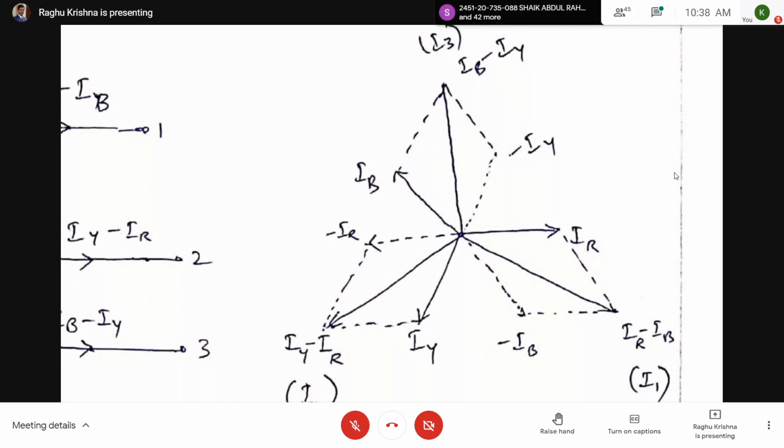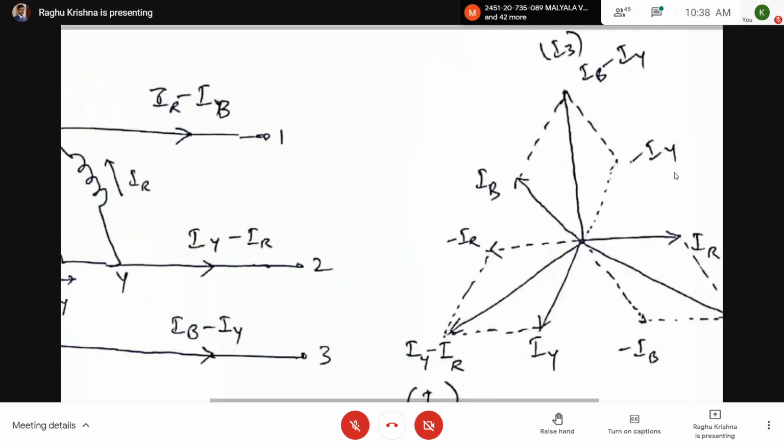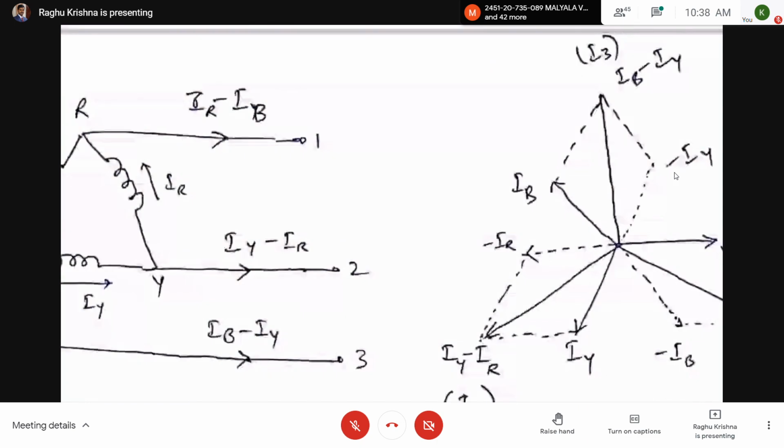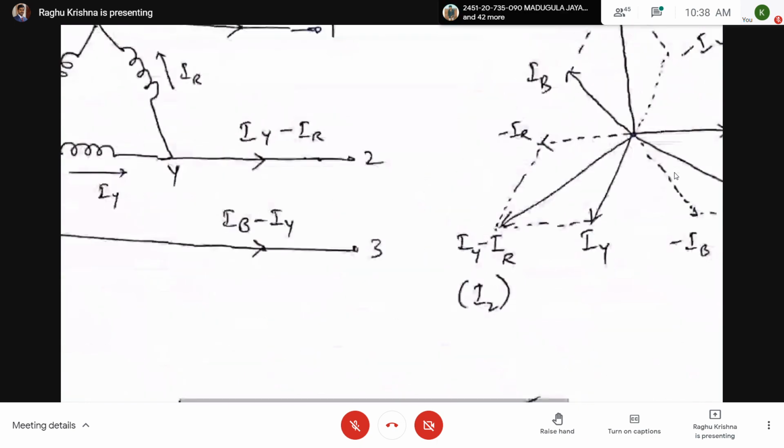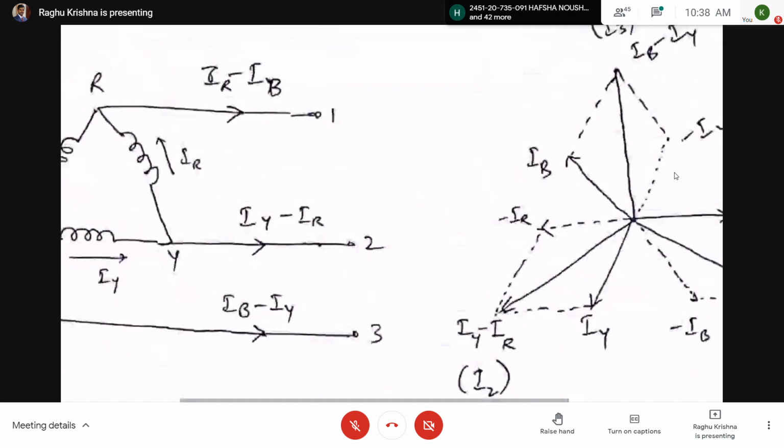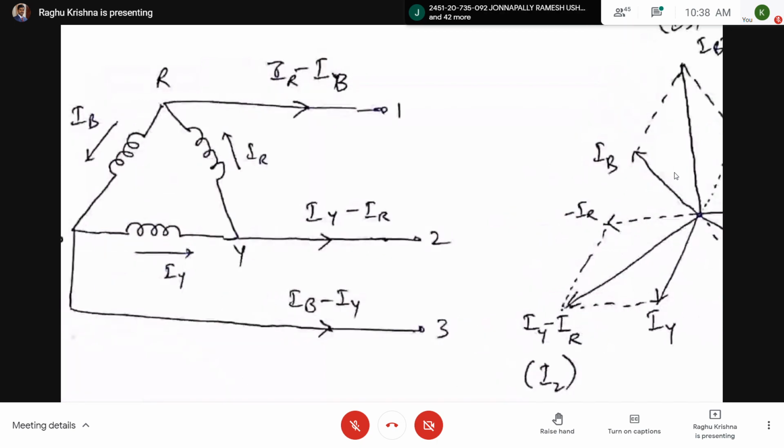Next, what is I1? I1 is equal to IR minus IB. So the current flowing in line 1 is equal to IR minus IB. Here IR is in the direction of the line current, and IB is in the opposite direction. So you can take I1 equal to IR minus IB.